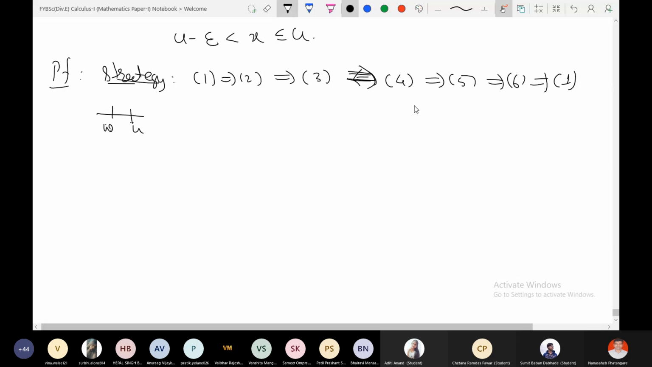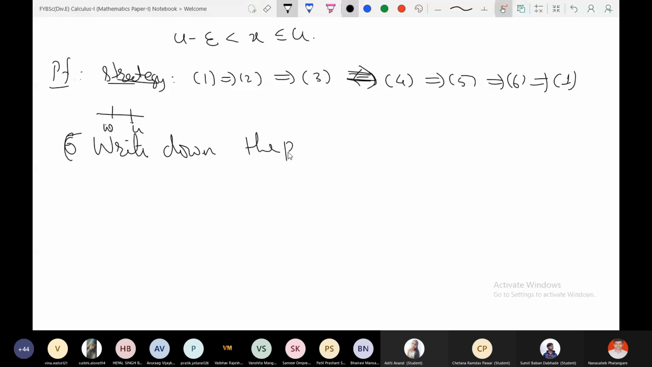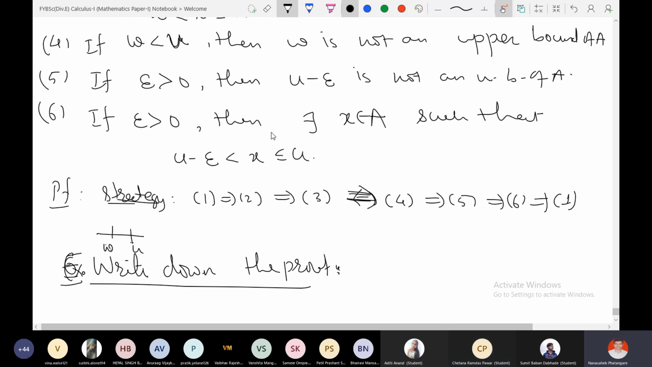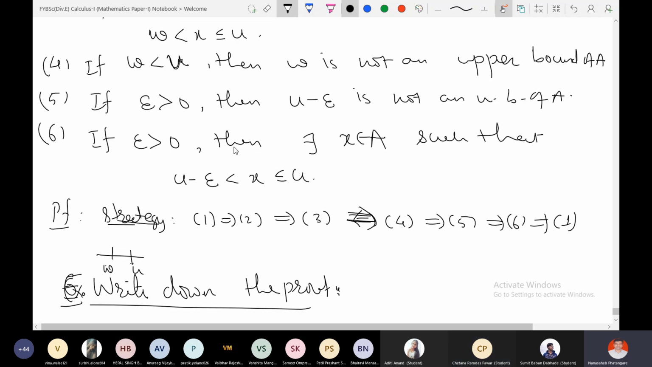So this is an exercise, so write down the proof. And I have mentioned this proof in the PDF also. So all of you got the PDF? Yes, sir. And I have explained the proof in that PDF, so you can refer to the PDF also.